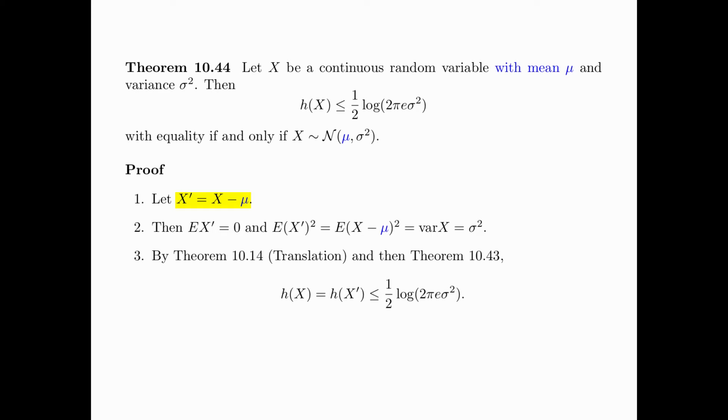Then by Theorem 10.14, that is the translation property, X and X' have the same differential entropy, and then by Theorem 10.43, the differential entropy of X' is less than or equal to 1/2 log 2πeσ², because the second moment of X' is equal to σ². Equality holds if and only if X' is the Gaussian random variable with mean 0 and variance σ², or X is the Gaussian random variable with mean μ and variance σ².